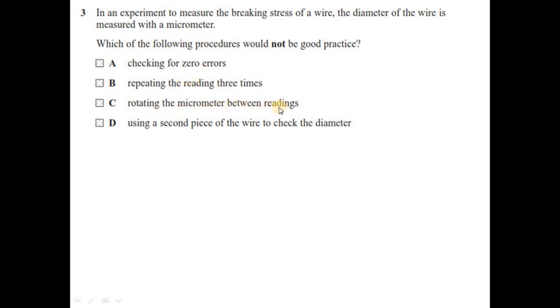Rotating the micrometer between readings, this is also a good practice. Using a second piece of wire to check the diameter, no, it is not a good practice. We have to use only one sample to perform any experiment. So the option is D. It is not a good practice to change the wire. Option is D.